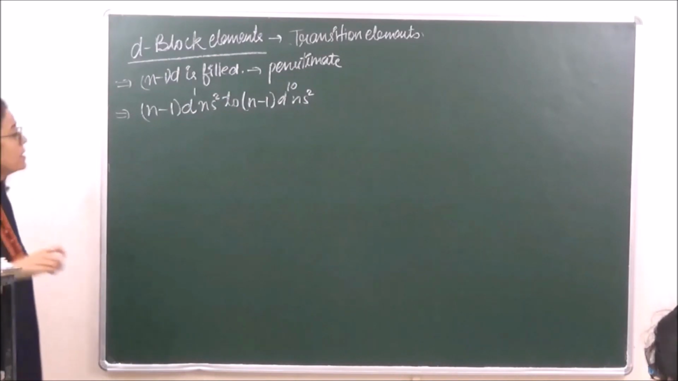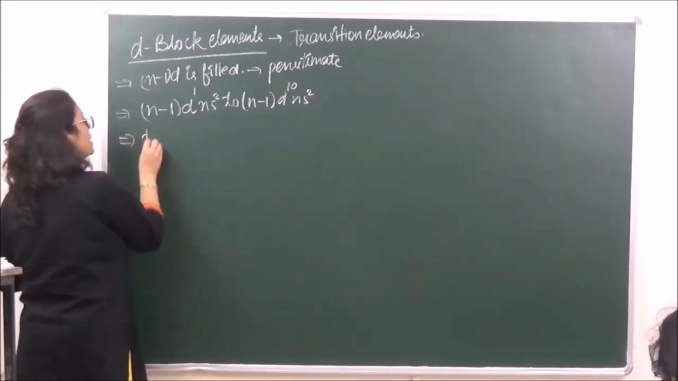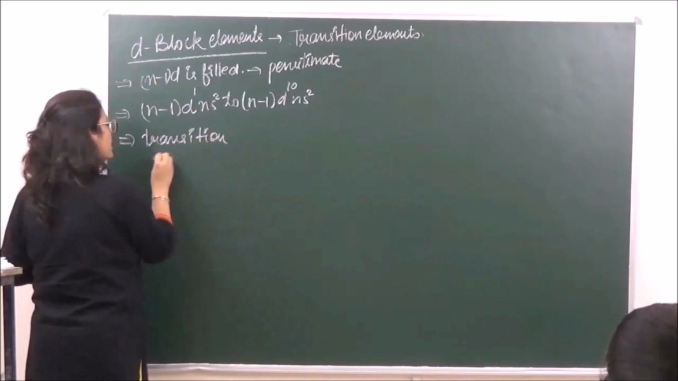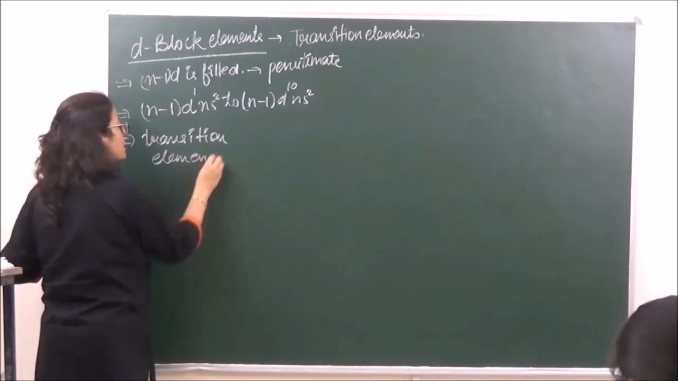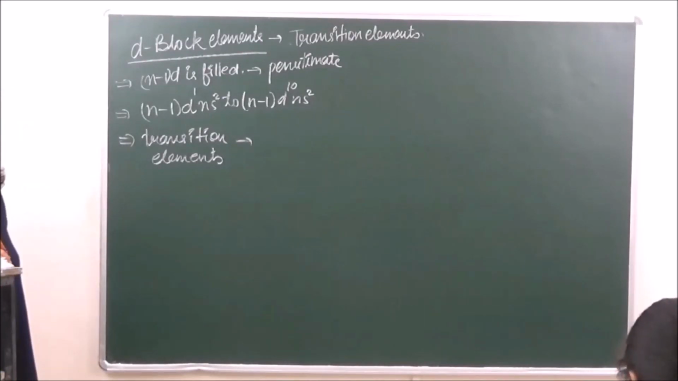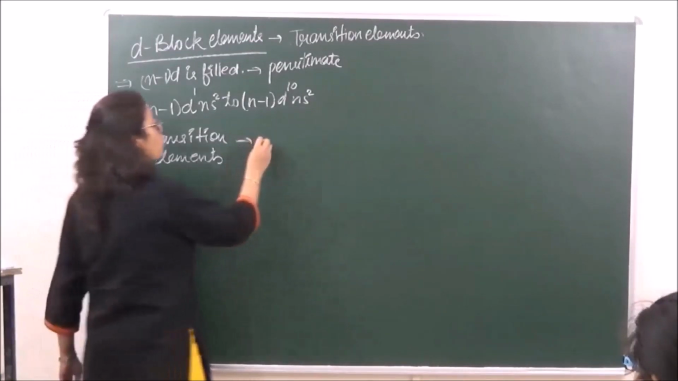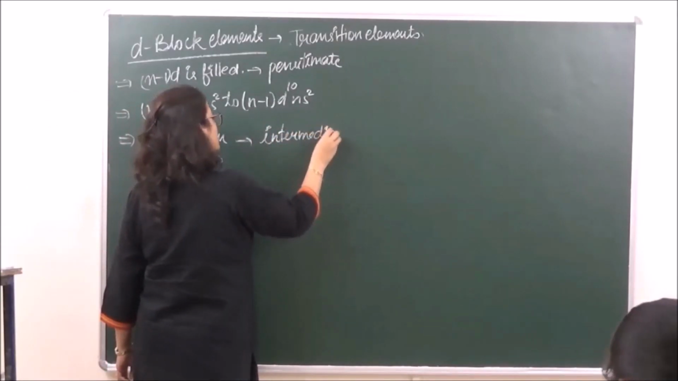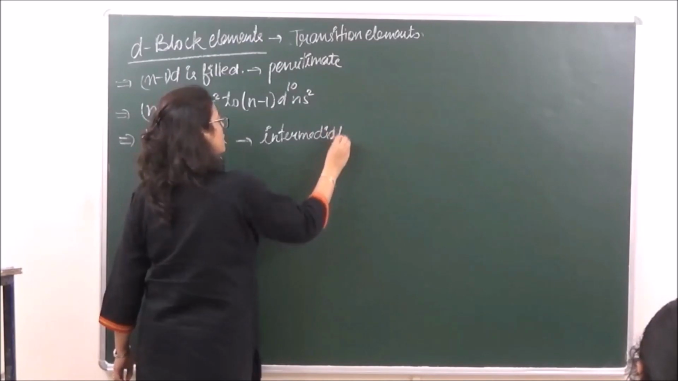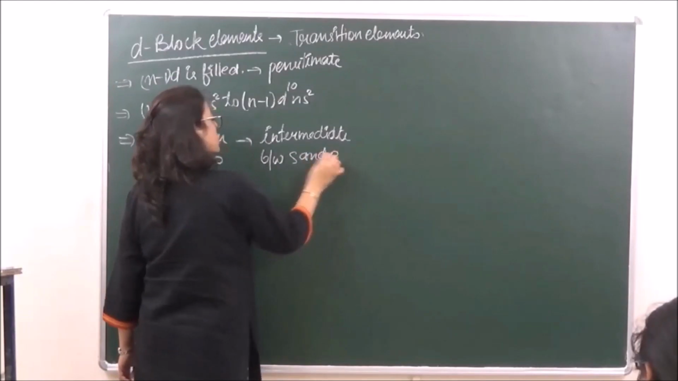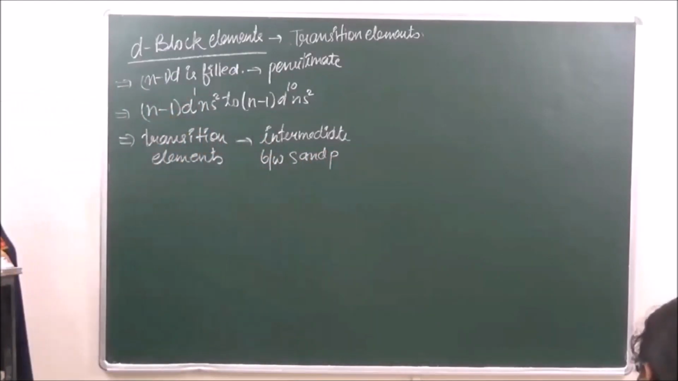Now these elements are known as transition elements as their properties progressively change from s to p, right? They are placed in between s and p, and their properties are also intermediate between s and p. Therefore they are known as transition elements.